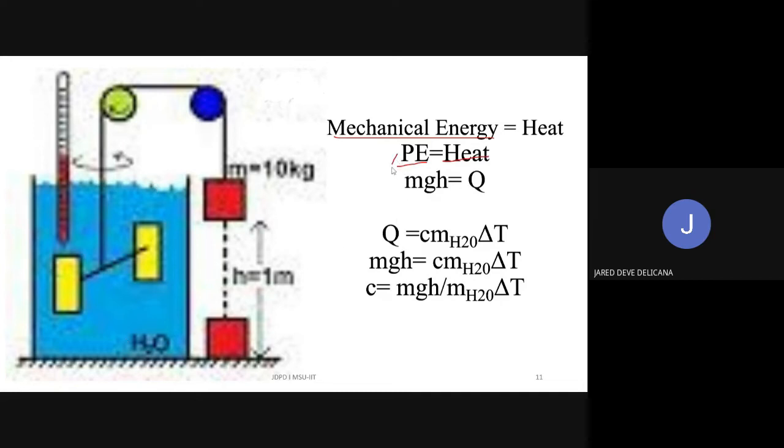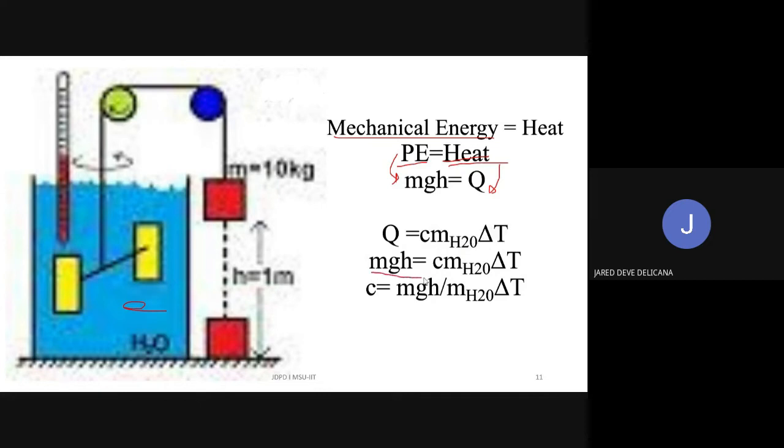And we know that the potential energy is equal to mgh, and this is the heat, in the quantity Q. And we know that Q is equal to the specific heat capacity multiplied by the mass of the medium. In this case, in our experiment, it's water. So I put here m sub H2O, and then times delta T.